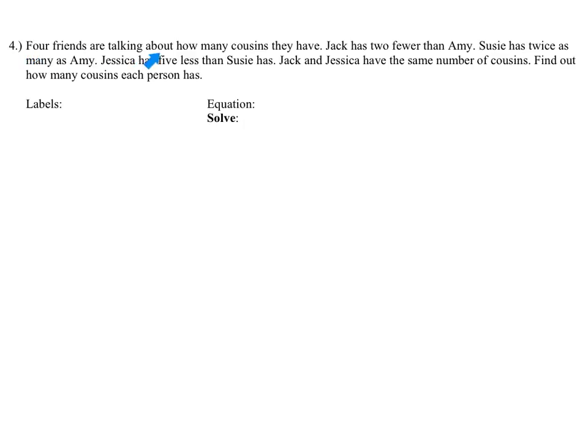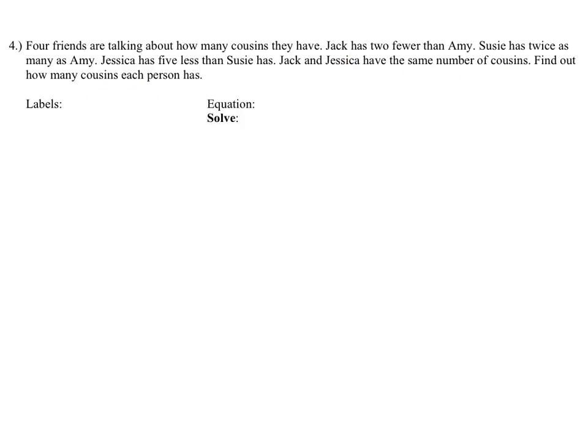All right, so what I would do is read the question. So 4 friends are talking about how many cousins they have. Jack has 2 fewer than Amy. So right now, Jack is being compared to Amy in this case. Susie has twice as many as Amy. Oh, so Susie is also being compared to Amy. Okay. Jessica has 5 less than Susie has. Jessica's being compared to Susie. Jack and Jessica have the same number of cousins. Find out how many cousins each person has.